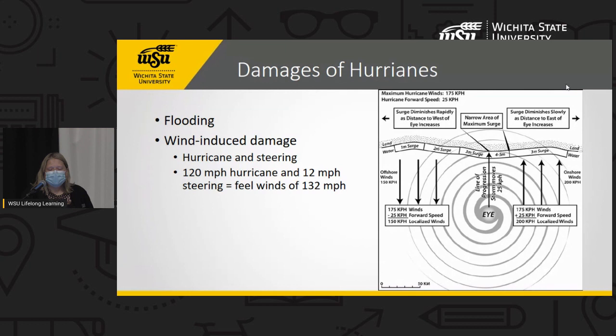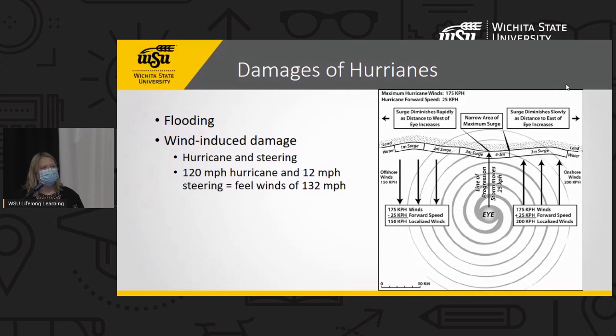Well, in the past few weeks, we've talked about a lot of natural disasters, including flooding. And that's one of the main damages of hurricanes, is the flooding. And then there's also wind-induced damage. Now, the wind speed that you're feeling, whether you're a person or a building, it's not just the wind speed of the hurricane. It's intensified by the fact that the hurricane is actually moving. So you have these steering winds that are coming off it, as well as the wind directly off the hurricane.